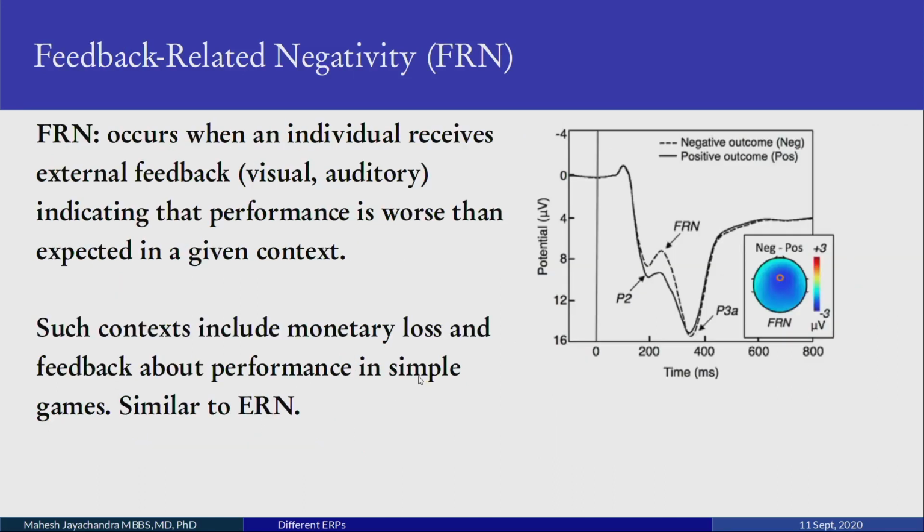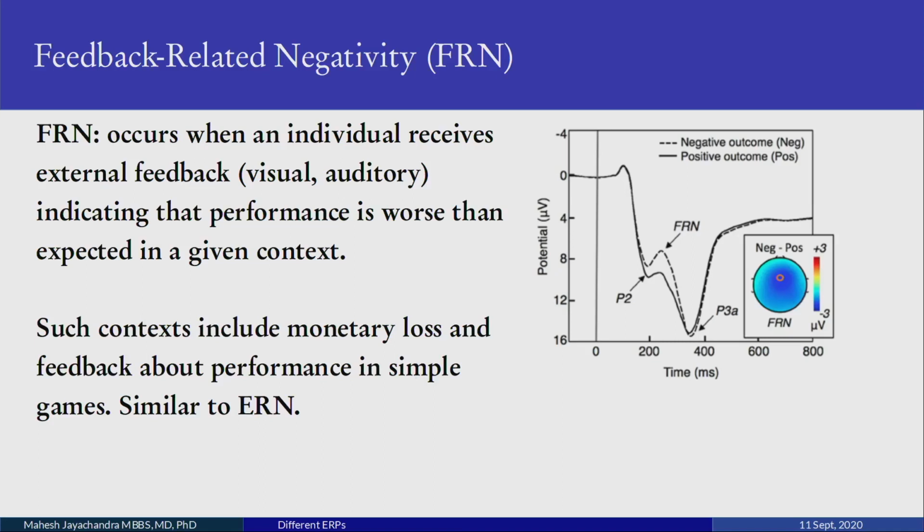A very similar potential related to ERN is the FRN, which is feedback related negativity. This occurs when an individual receives external feedback. It could be either visual or auditory, indicating that the performance is worse than expected. So for example, consider a simple gambling task. You have two responses, and if you choose one, you will always get a reward. If you choose another, you may or may not get a reward. But when you do get a reward, it's huge.